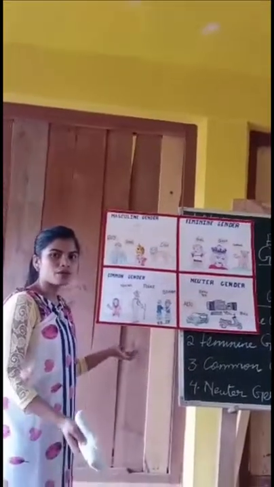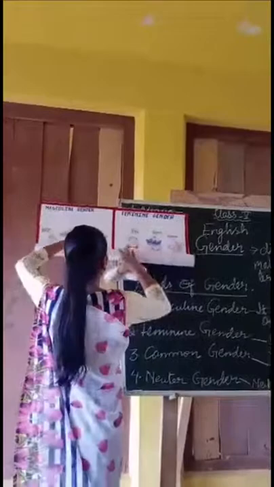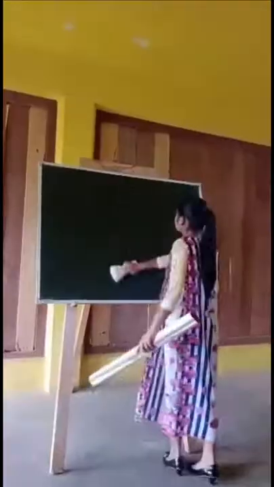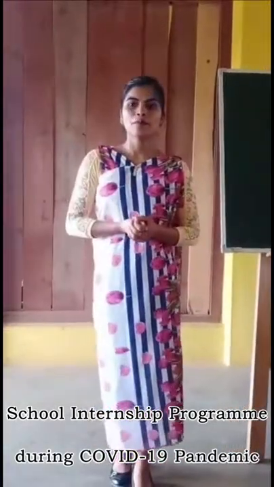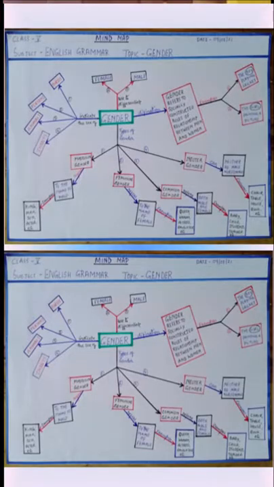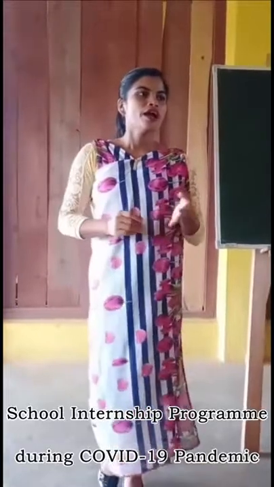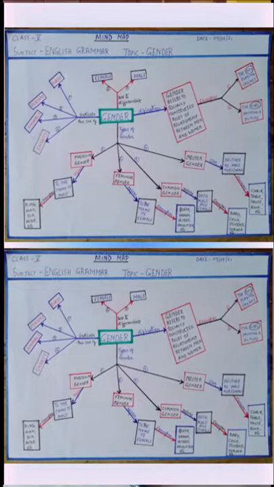I think I can drop the board now. Okay. So let me ask you some questions. Okay, Nitasana, how many kinds of genders are there? Yes, there are four kinds of gender. Very good, sit down. Rahul, stand up. Name the four kinds of gender. Yes, masculine gender, feminine gender, common gender, and neuter gender. Very good. Sit down.